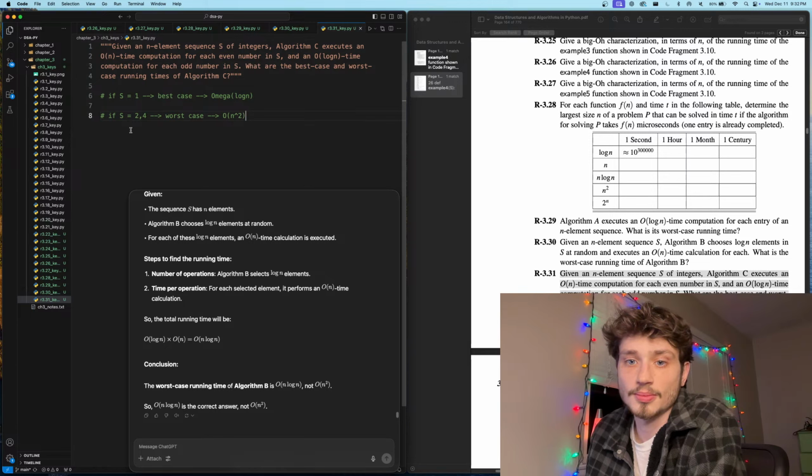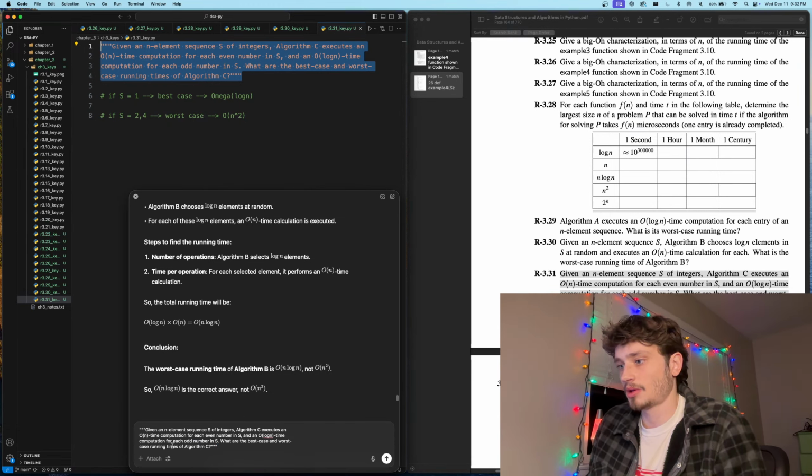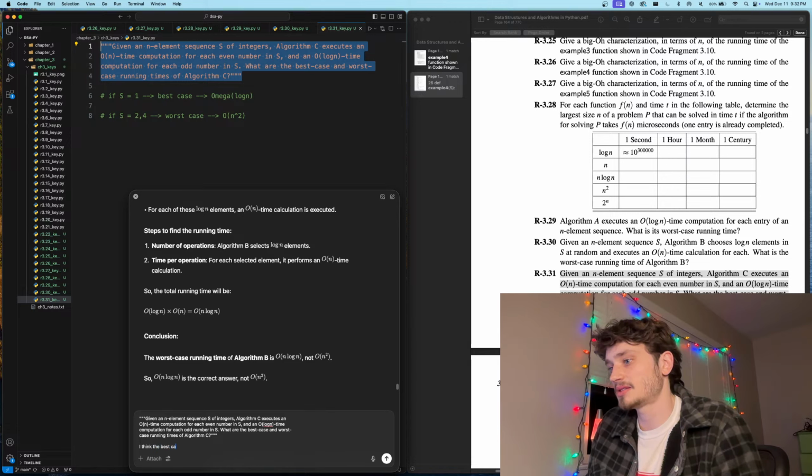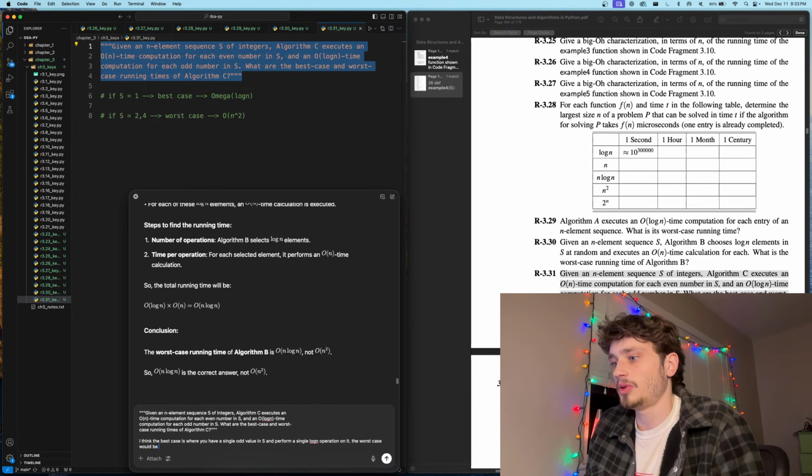What do you guys think? I think the best case is where you have a single odd value in S and perform a single log n operation on it. The worst case would be having a sequence with two odd or two even values in it. It would be 1/2 times n times n.